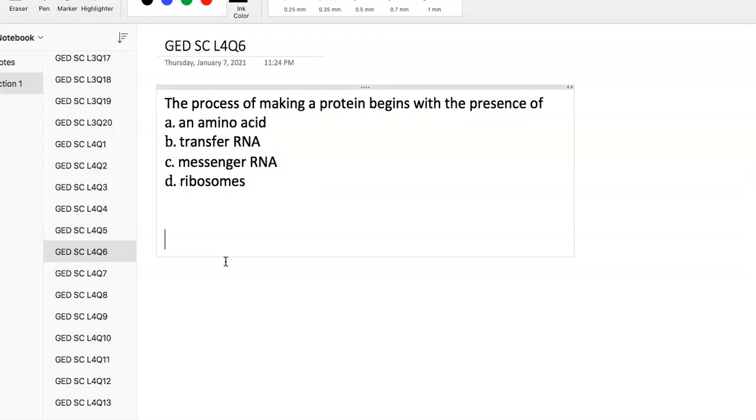The process of making a protein begins with the presence of an amino acid. Answer choice A.